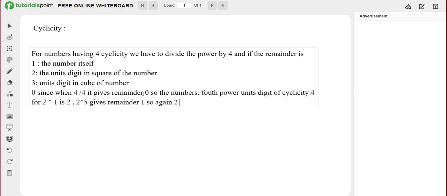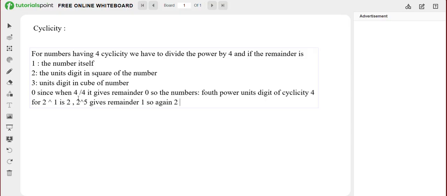Okay, so let's take an example now. If the number has a cyclicity of 4, we have to divide the power by 4, and if the remainder is 1, we write the number itself. The units digit is in the square of the number if the remainder is 2. The units digit is in the cube of the number if the remainder is 3.